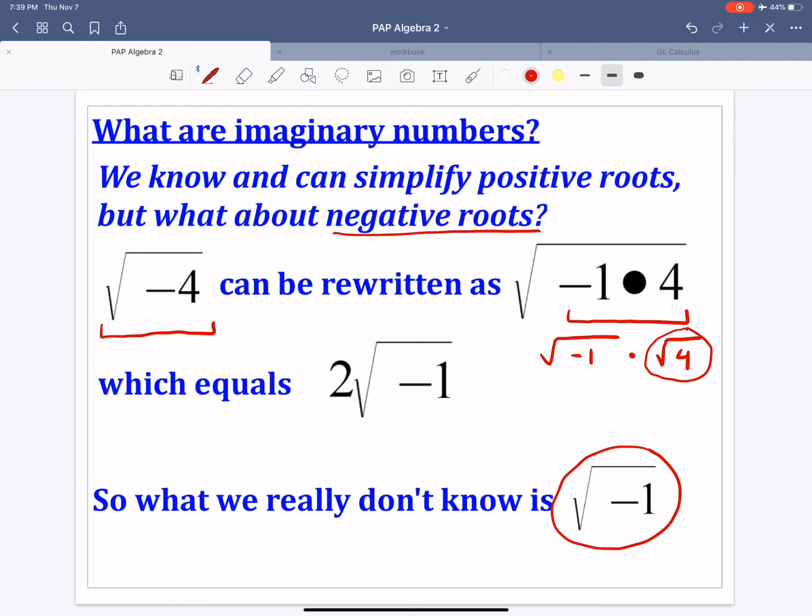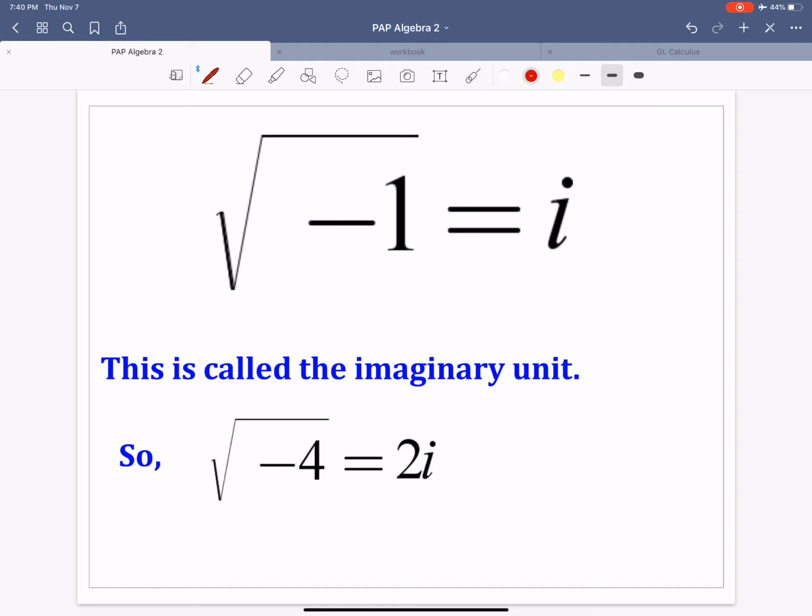Mathematicians kept coming to this conclusion. They kept realizing that the only thing we don't know is the square root of -1. So what they decided to do is call that the imaginary unit. Anytime we encounter the square root of -1, we can replace that with a lowercase i. Again, this is called the imaginary unit. So if we go back to the problem we originally looked at, the square root of -4 equals 2i. We contrast that with the square root of +4, which is just 2. The square root of -4 is 2i, where again, i is the imaginary unit.